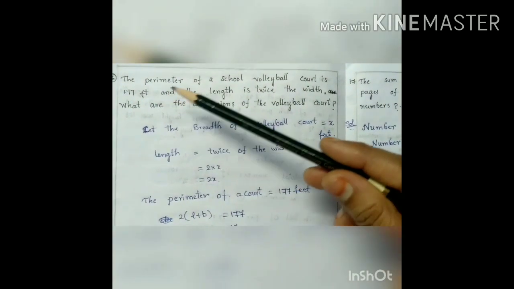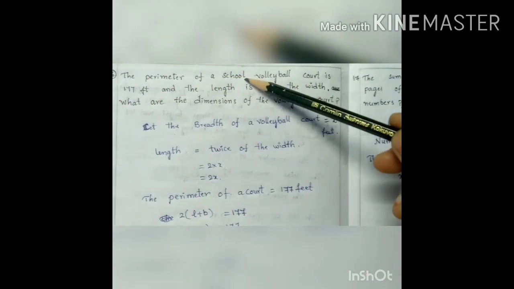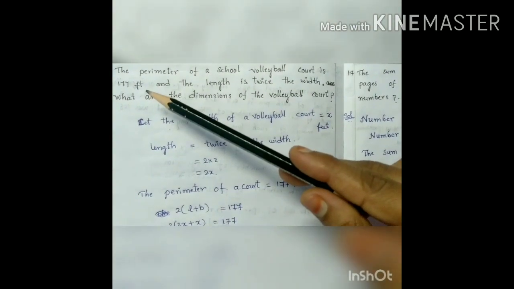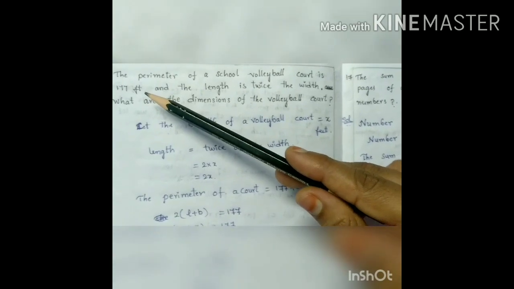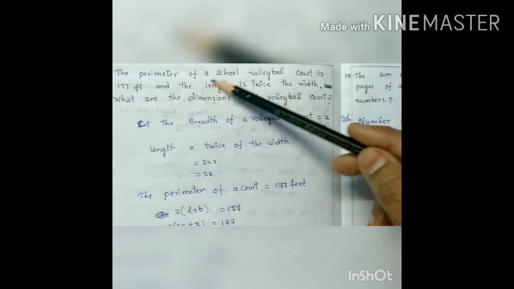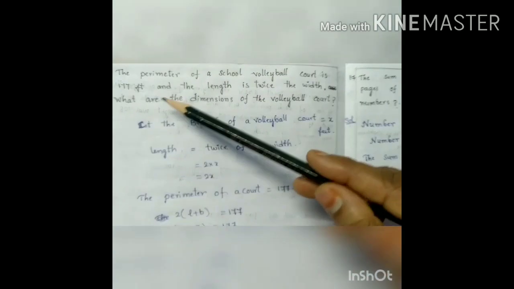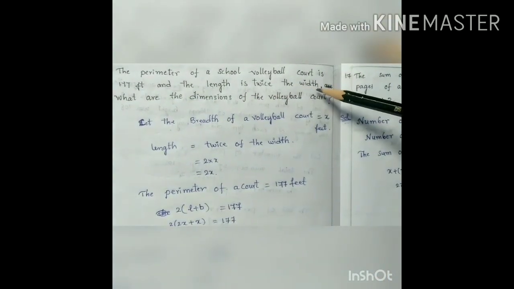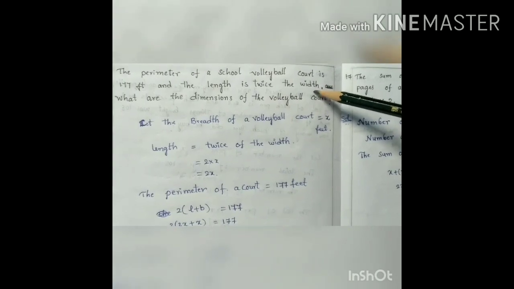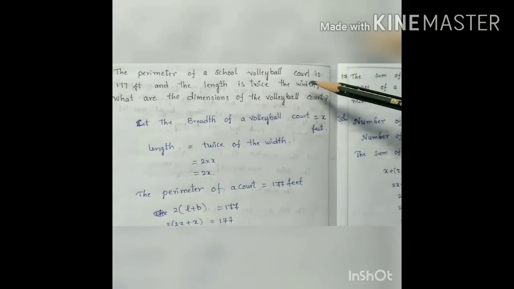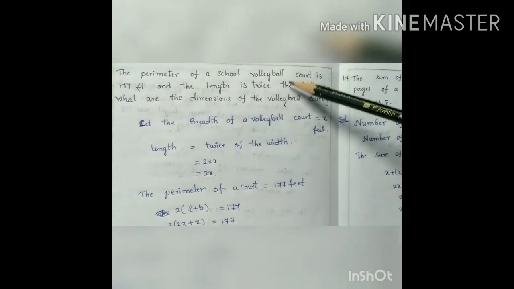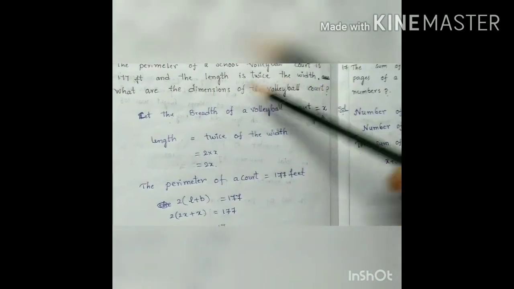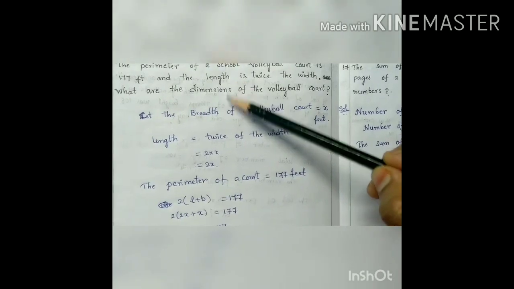Next, 16th problem. The perimeter of a school volleyball court is 177 feet. FT means feet. The perimeter of a school volleyball court is 177 feet and the length is twice the width. The width is not given, so we take the width as x. What are the dimensions of the volleyball court? Dimensions means length and breadth.